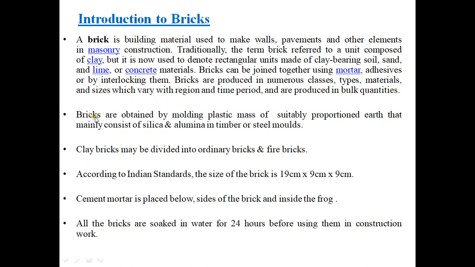So bricks are obtained by molding plastic mass of suitably proportioned earth that mainly consists of silica and alumina in timber or steel molds. Okay, so what this means is that the material we use for the preparation of brick has a composition of silica and alumina in large amounts, and for the casting we use timber or steel molds to have a plastic mass for the brick.